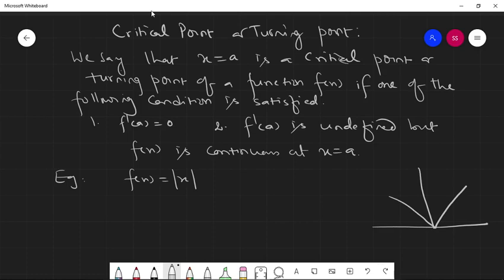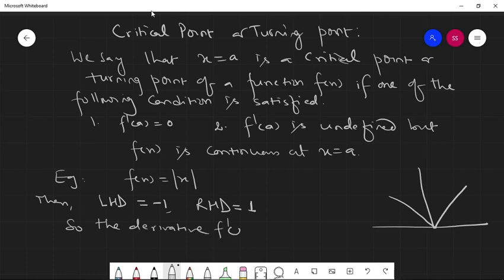Then left hand derivative equal to -1, right hand derivative equal to +1 we obtain from this function. So the derivative f dash 0 does not exist at this point.